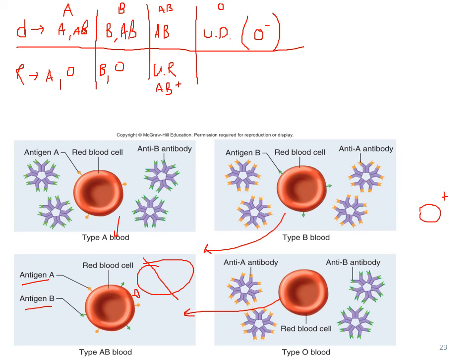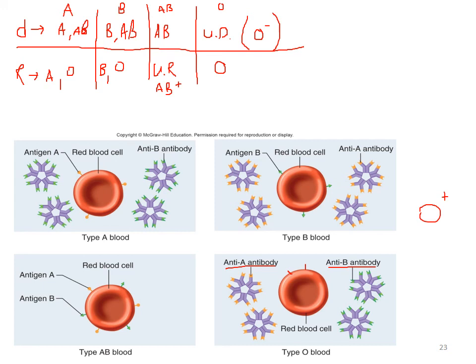So now if I step it over and look at O, if I'm type O and I need to receive blood from somebody, again, I'm not worried about my antigens except to understand what antibodies I have. And so I'm type O, so I have both antibodies. And since I have both antibodies, the only person I can receive blood from are other O's. And so that's the way it works.